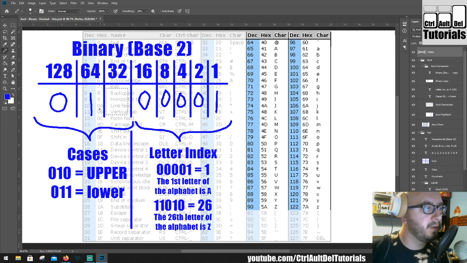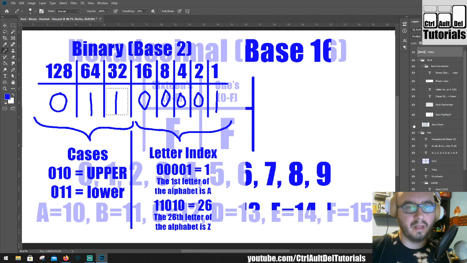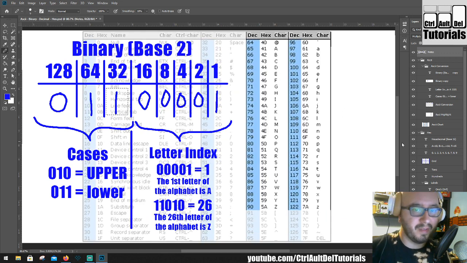Okay, so if we did it the hard way, and we needed to look at a chart for this, 64 plus 1 is 65, 65 uppercase A. If I change this to a 1, it's going to be 64 plus 32 plus 1, which gives me 97, which is a lowercase a, which is exactly what I said. We're going to keep the chart there.